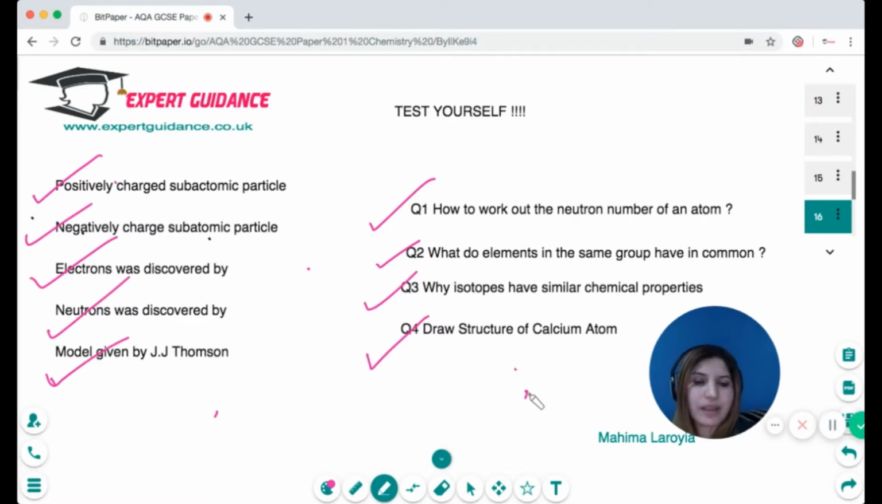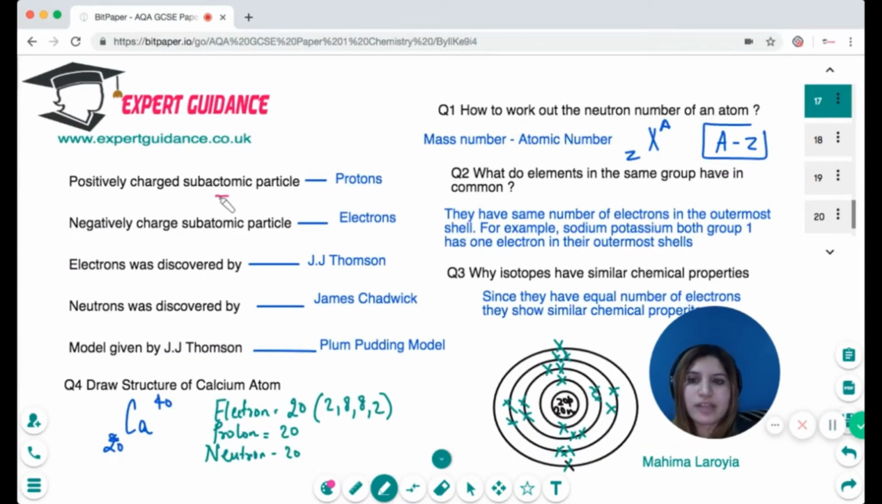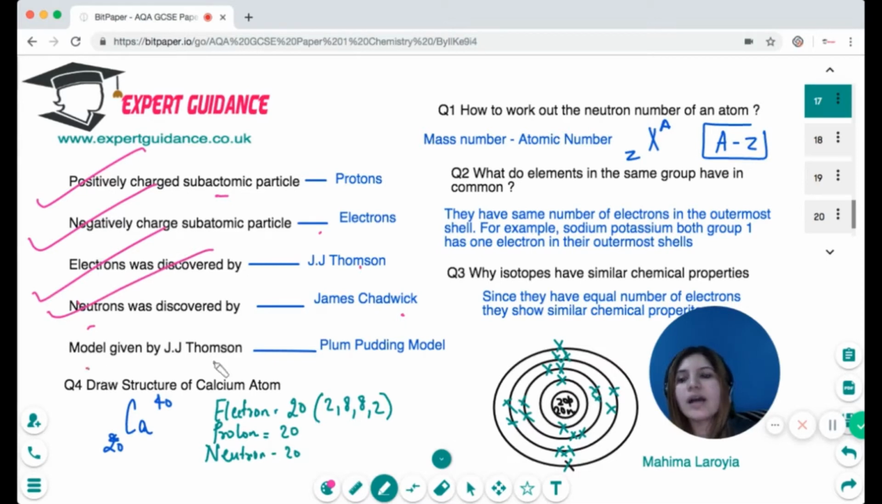Right, so now let us look at the answers. The positively charged subatomic particle is the proton, the negatively charged is the electron. Electrons were discovered by J.J. Thomson, neutrons were discovered by James Chadwick. The model given by J.J. Thomson is the plum pudding model. How to work out the neutron number? It is the mass number take away the atomic number, so top number minus the bottom number.